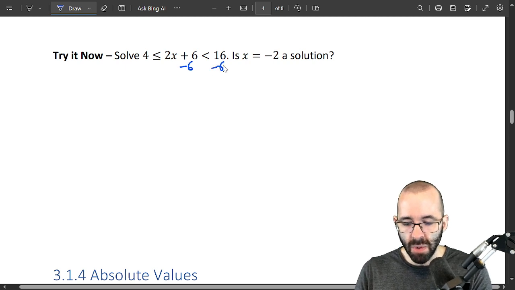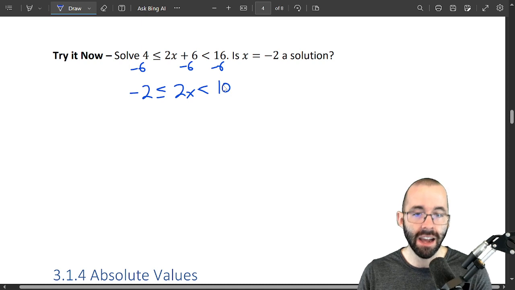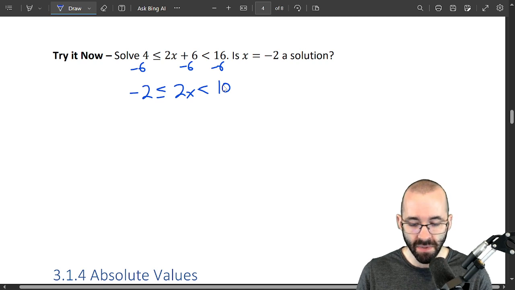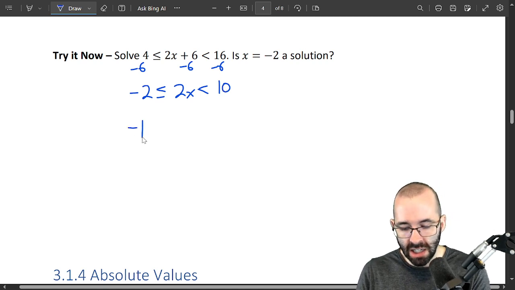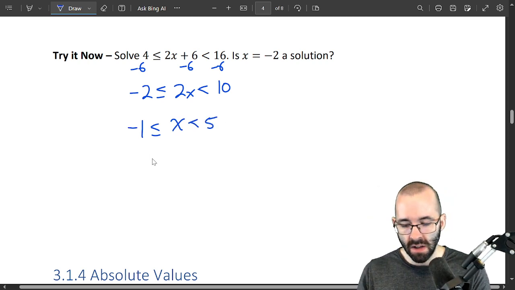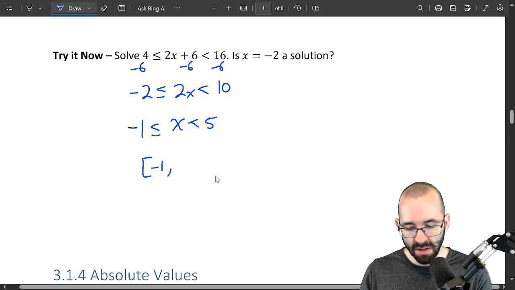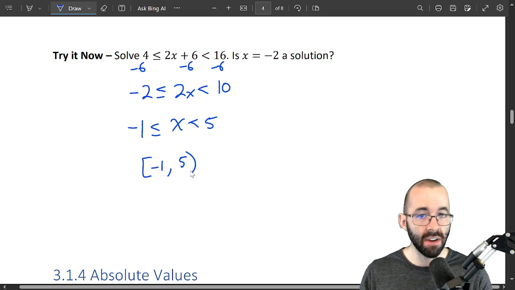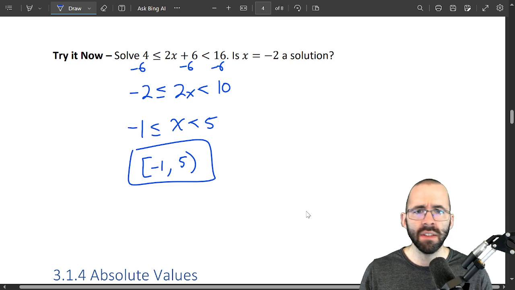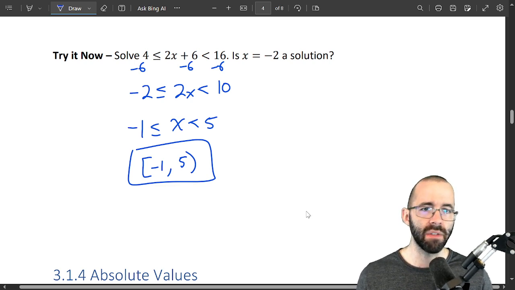I'm going to solve this all at once. Let's subtract 6 from all three sides to get -2 is less than or equal to 2x, which is strictly less than 10. So the signs don't have to match up. One can be less than or equal to, and the other one can be less than. Now we divide everything by 2 to get -1 is less than or equal to x, which is strictly less than 5. So we should have everything that's at least -1 and up to, but not including, 5. You could also plot this on the number line. So -2 is not in this interval. -2 is not between -1 and 5. We should expect -2 to not be a solution.